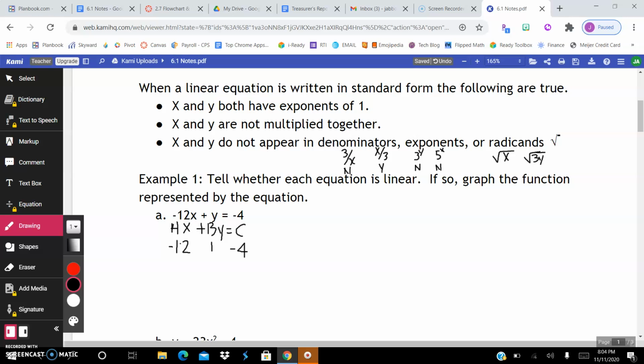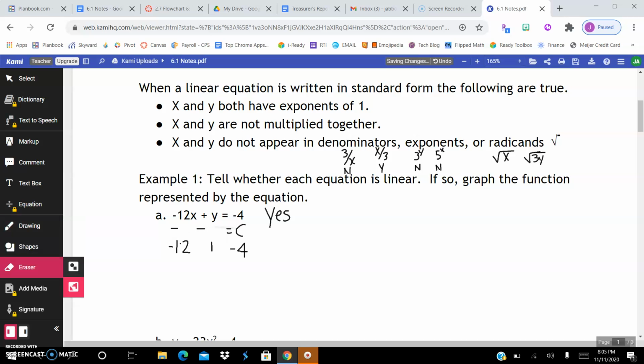So our x and y both have exponents of 1. X and y are not being multiplied together. They're not in a denominator. They're not as an exponent, and they're not under a radical symbol or radicand. So yes, this would be linear. It passed all 3 of those bullets up there. And then it says to graph this function.